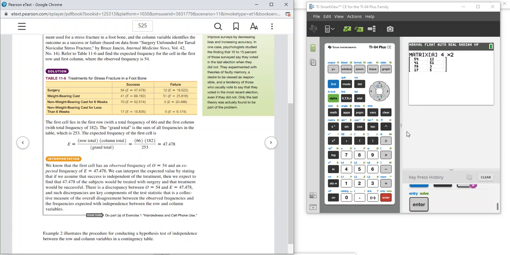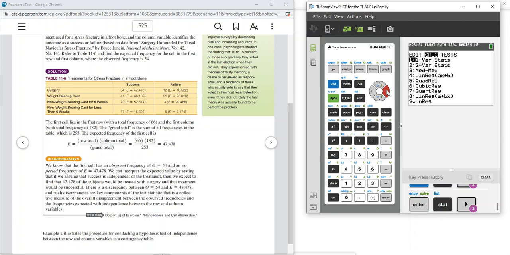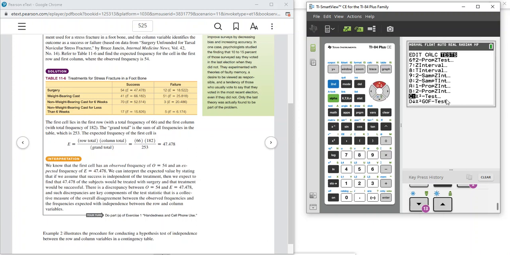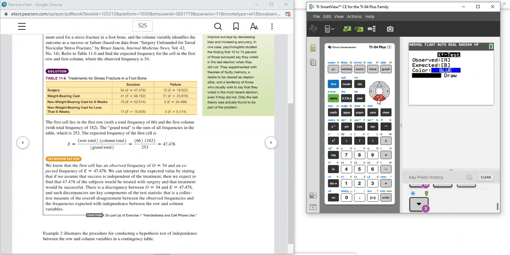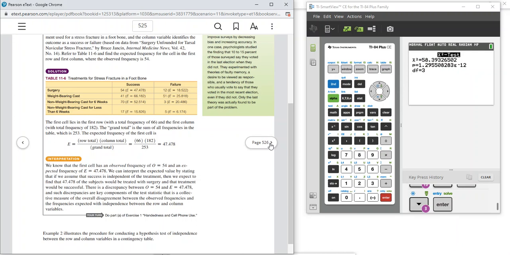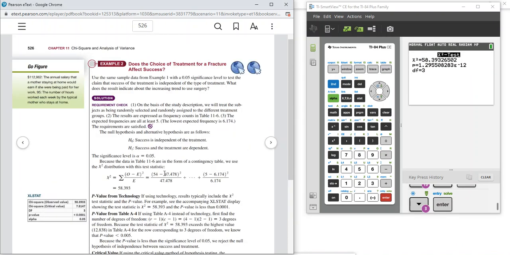Okay, so we got the data in. What do we do with the expected numbers? Nothing right now. Okay, nothing. Put the observed in, go to stat, test, chi-square test. Not goodness of fit, chi-square test of independence. Enter. Go down to calculate. We're not going to do anything there, just hit calculate. And there's our values. So you notice they did this all by hand.